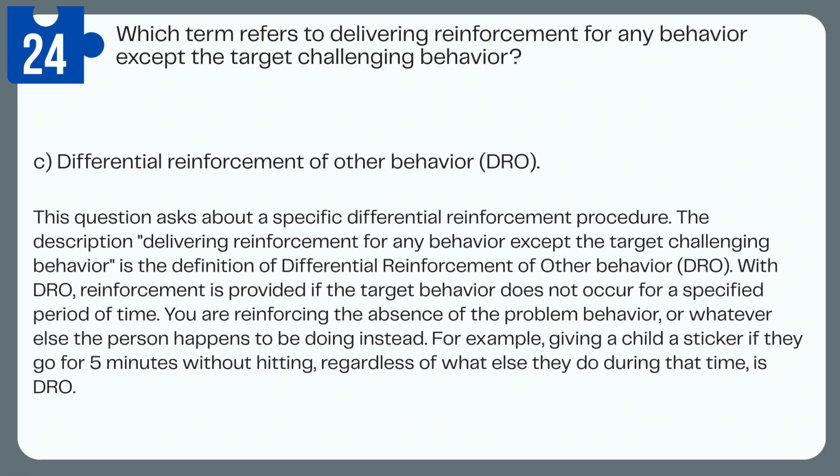Answer. C. Differential reinforcement of other behavior, DRO. This question asks about a specific differential reinforcement procedure. The description, delivering reinforcement for any behavior except the target challenging behavior, is the definition of differential reinforcement of other behavior, DRO. With DRO, reinforcement is provided if the target behavior does not occur for a specified period of time.